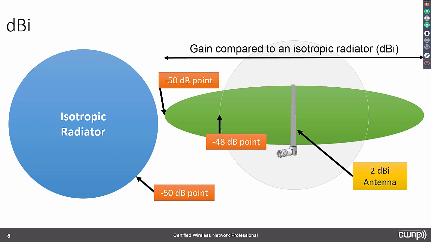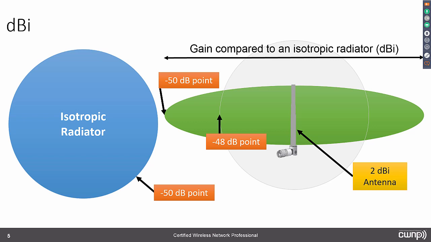So this is what dBi is all about. It's all about comparing the antenna's actual gain to that of an isotropic radiator in the intended direction of propagation. We're not usually as concerned about the loss of output power in the unintended direction of propagation because we're selecting the antenna based on where we want the energy to go, right? And so our concern is what gain am I getting in the direction that I actually want the energy to go.